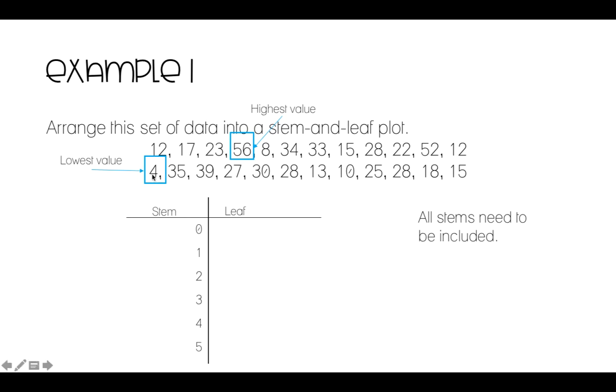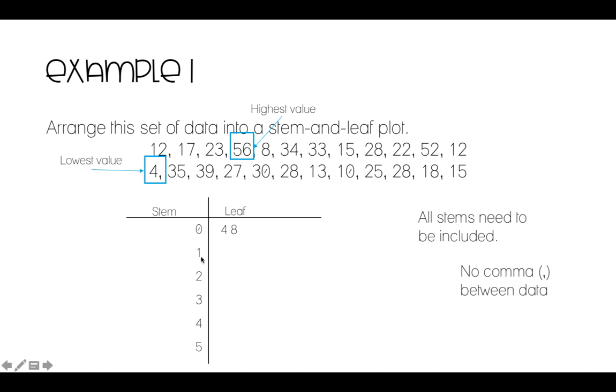So you find your lowest, you find your highest, our lowest stem being 0, our highest being 5, and then we write every stem in between. We don't skip any. And then we simply go through and start to add these leaves on this side. So we had 4 and 8. We don't put a comma between our data. We just write the numbers as they are.